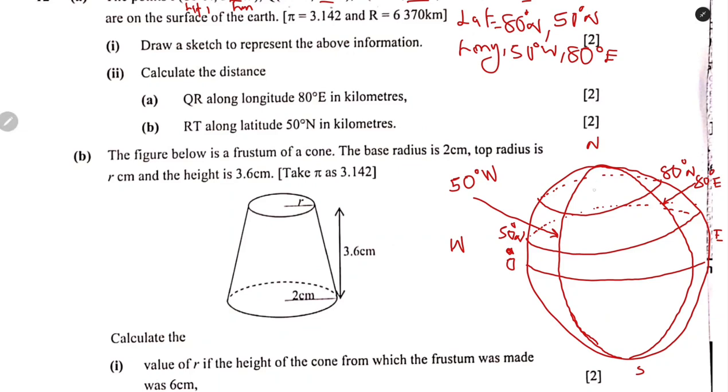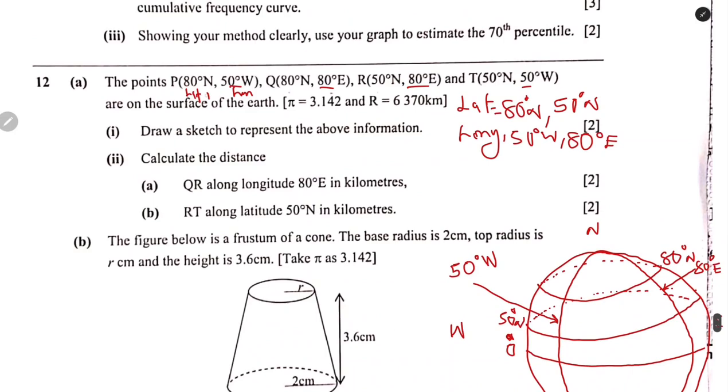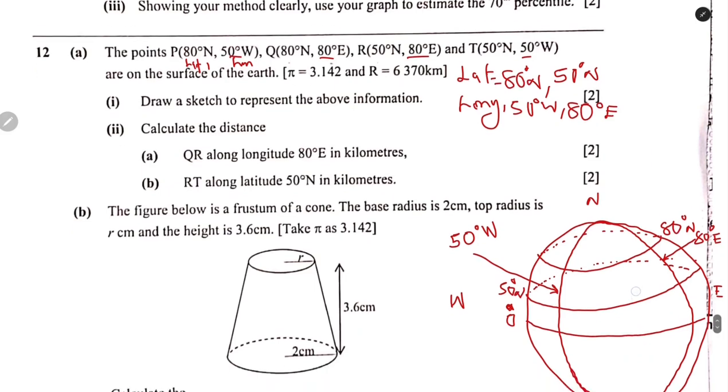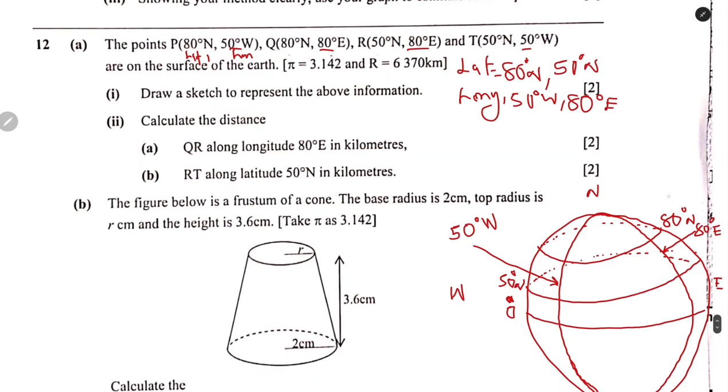So now, the first point is 80, 50. So on the north, we are on 80, which is this line, then comma what? Comma 50. So it is right here. So this is our P. Let me just use a different color. So this is our P. Then of course we have also Q, which is 80, then east. So here is 80, and of course 80 degree east. So this is our point Q.